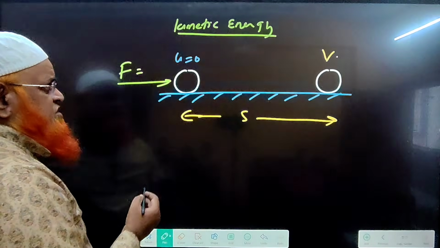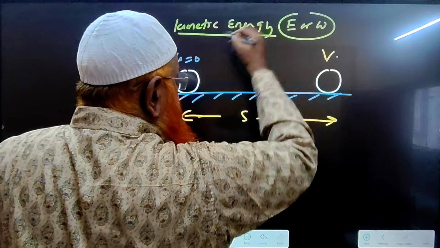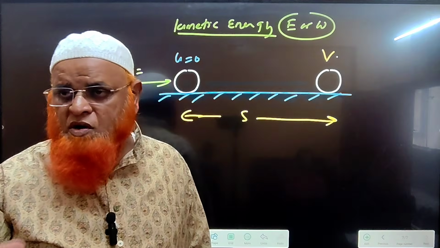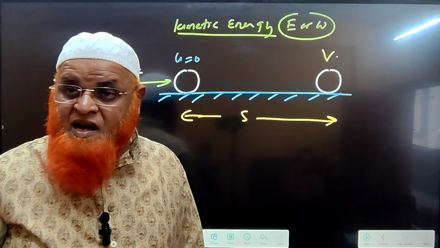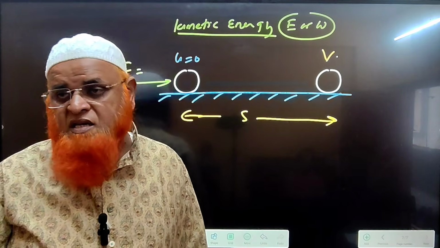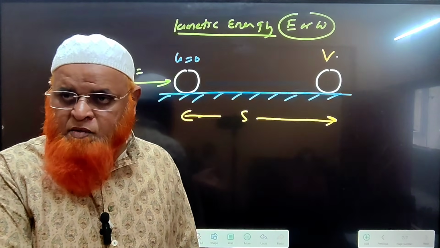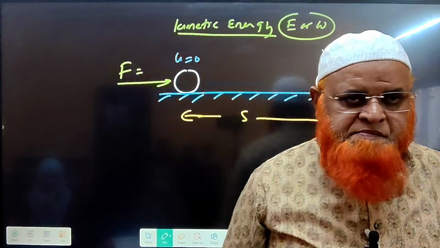Then what is kinetic energy? See, energy and work are both the same. Why are both the same? If you are doing work, you have got energy. If you have got energy, you will do some work. A man having energy but not doing any work is a dead body. The man is present, but unable to lift even one hand. That is called a dead body.